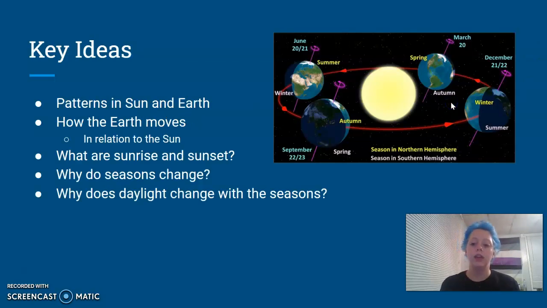So key ideas that you're going to want to encourage your students to really grasp is that there are patterns in the sun and the earth. You really want to ingrain how the earth moves, especially in relation to the sun. And there is actually a visual example, a modeling exercise that you can do that will be included in this activity. You want them to know what sunrise and sunset are. You really want them to have a solid idea of that before you get too far into the activity. You want them to know why seasons change and why daylight length changes with the seasons.